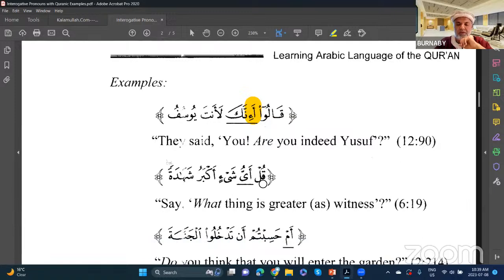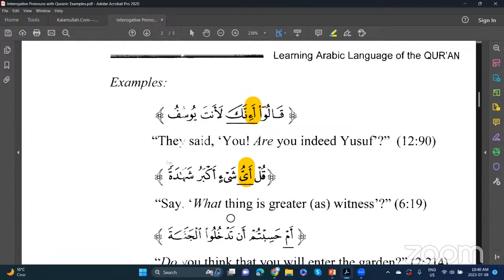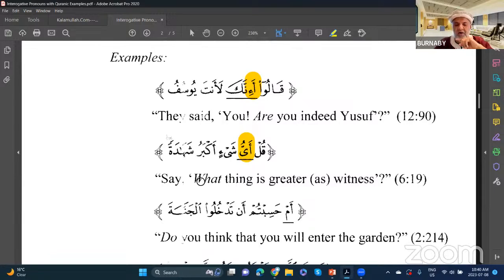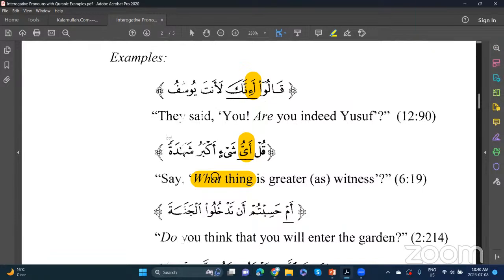So the next one, kul ayyu shay'in akbaru shahadatan. Is ayyu one of our asma'i istafham? The translation is say, what thing is greater as witness, or which thing is greater. Ayyu shay'in means which thing. Is ayyu shay'in a murakkab idafi? Yes. How do we know?